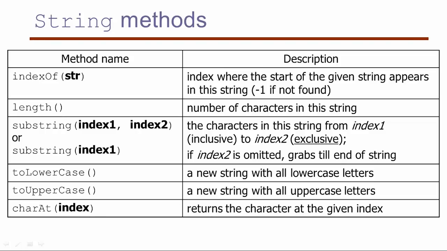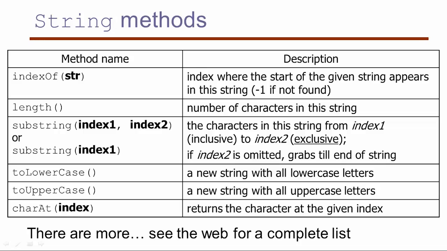The toLowerCase and toUpperCase methods convert all the letter characters to lower or uppercase respectively. And finally, the charAt method will return the character at a specified index. There are many more methods in the string class, and the web has various reference guides and tutorials.